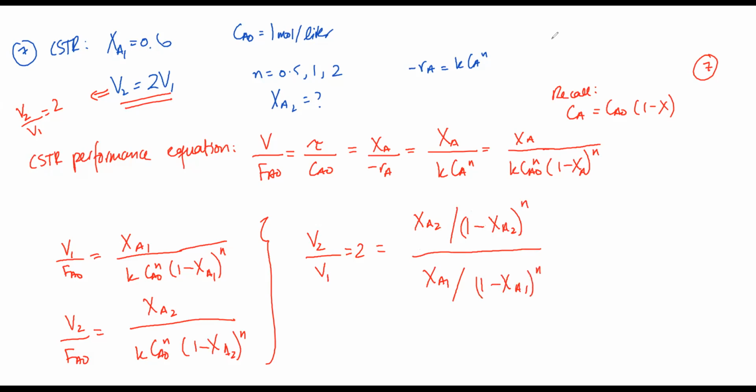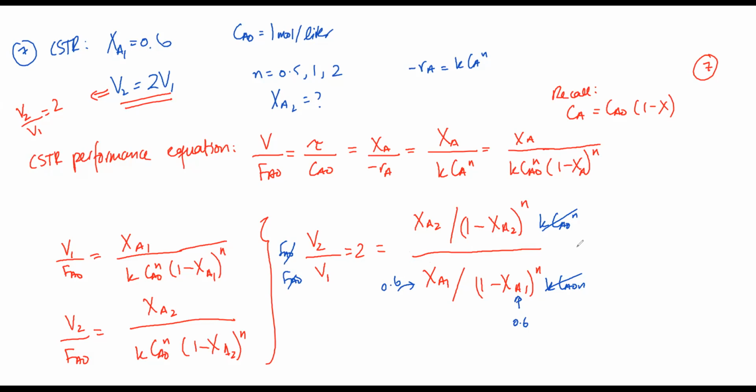And just be careful, or if you want to know what happened to the rest of these: K CA naught to the N, K CA naught to the N, these two cancelled, and then the FA naught, these two cancelled. Okay, so this is the situation we have. So I know that XA1 is 0.6, so I can rewrite this equation.